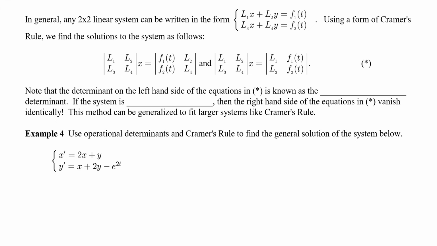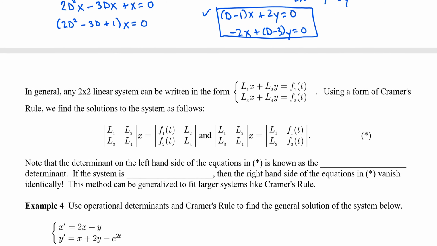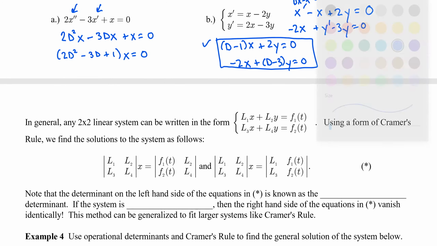In general, any 2 by 2 linear system can be written in the form L sub 1 x plus L sub 2 y equals f sub 1 of t. L sub 1 and L sub 2 are linear differential operators. So in our previous example, L sub 1 would be D minus 1. L sub 2 would be 2. L sub 3 here would be negative 2, and L sub 4 would be this D minus 3 term. Okay, so that's what the L's represent, whatever operators we have there.